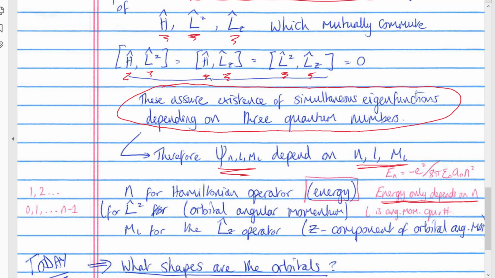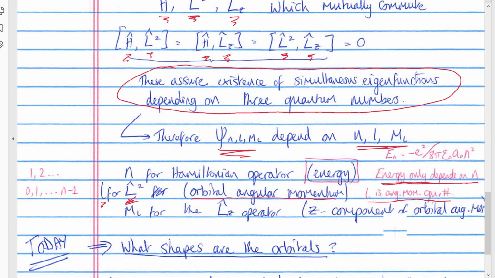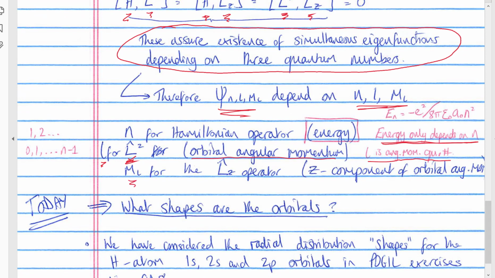We also have the angular momentum L that's associated with the magnitude of the angular momentum operator squared. So we call this the orbital angular momentum, and therefore L is the angular momentum quantum number. And lastly, we have a quantum number m sub l. That's the quantum number that's associated with the Lz operator. So this is the z component of the orbital angular momentum.